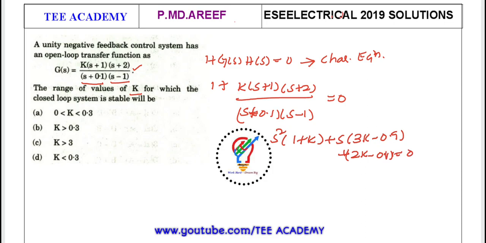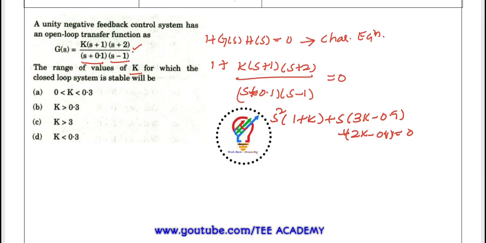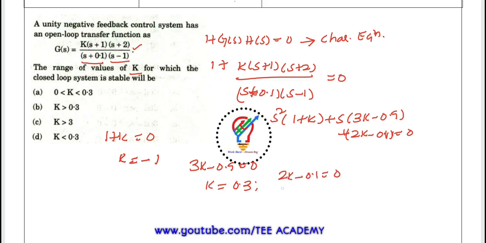Now for stability, the coefficients must be positive for a second order system. So first, 1 + k > 0, so k > −1. Next, 3k − 0.9 > 0, so k > 0.3. And 2k − 0.1 > 0, so k > 0.1 divided by 2, that is 0.05.